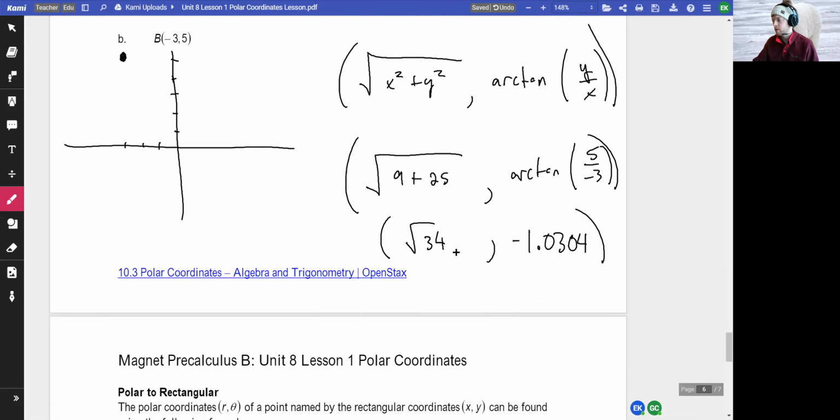Okay, so that means we're going to go in the negative angle direction, about 57 degrees. Once again, 1 radian is about 57. So we're going to be down here, and we're getting this point down here. Yeah. This is the coordinate, square root of 34, -1.0304. Why are we getting the wrong answer? What does arctan always output?